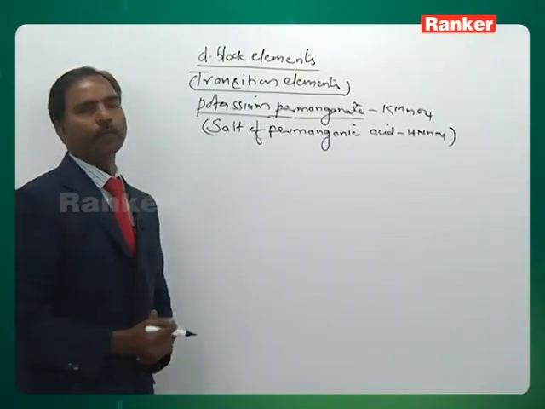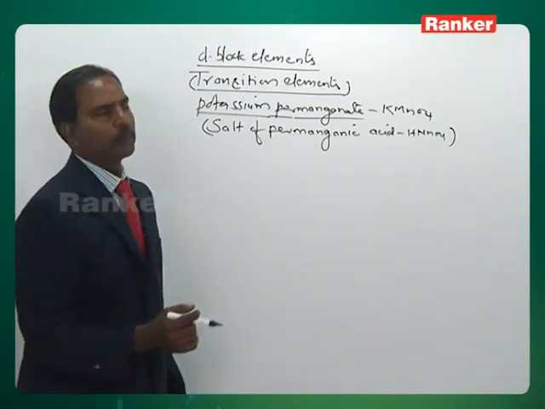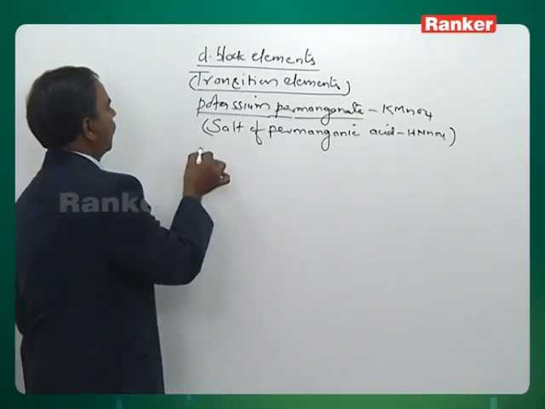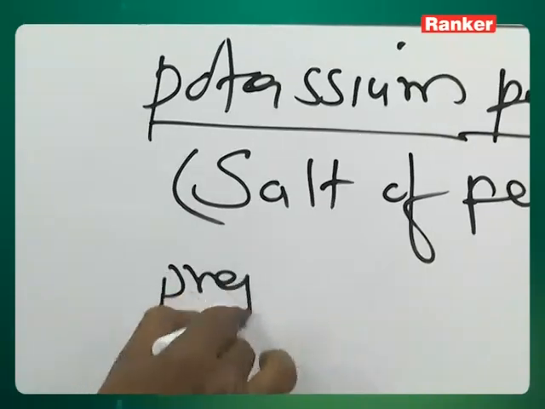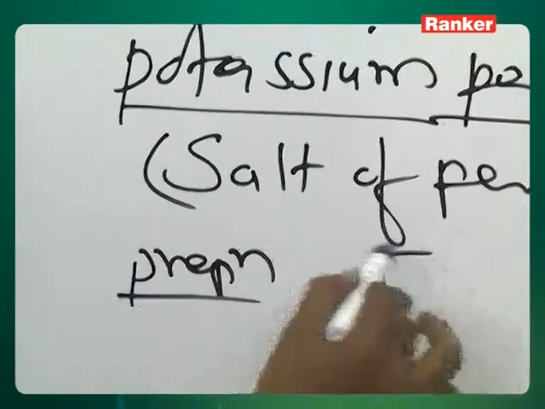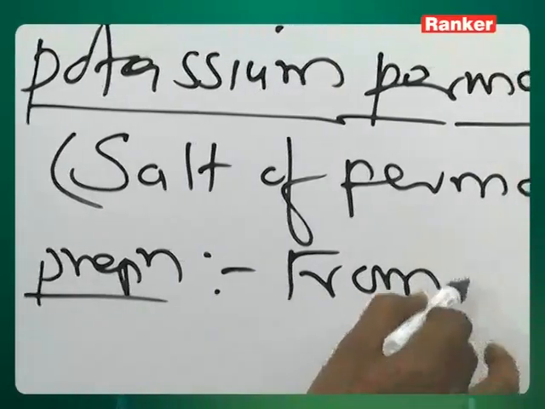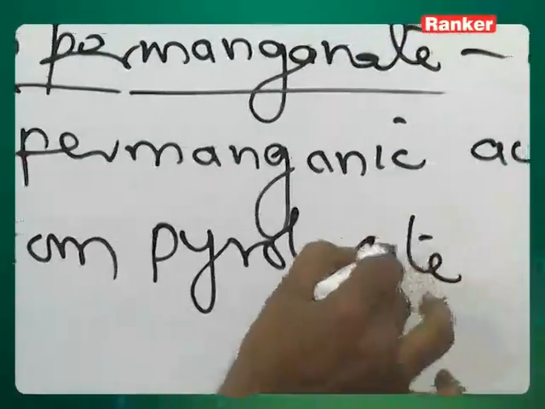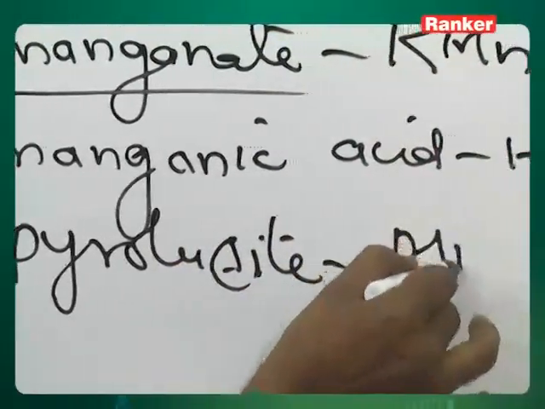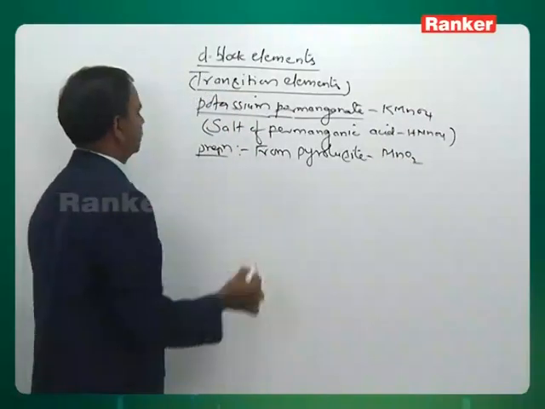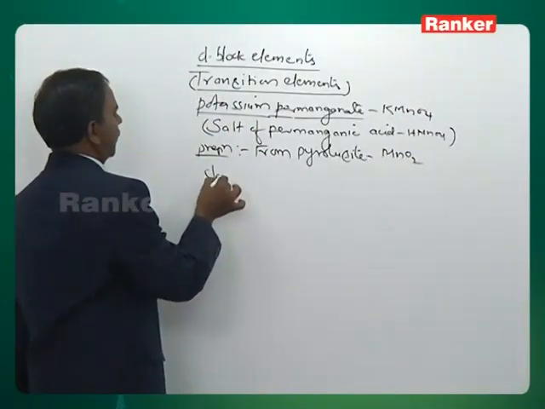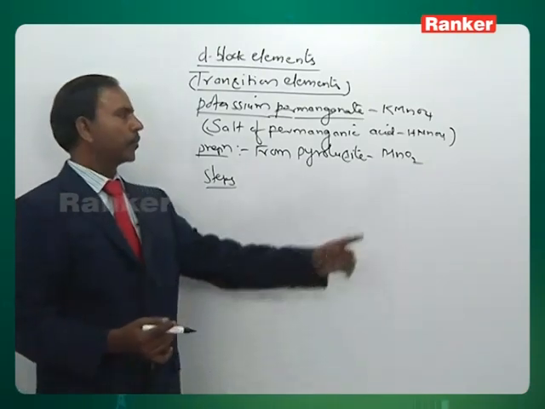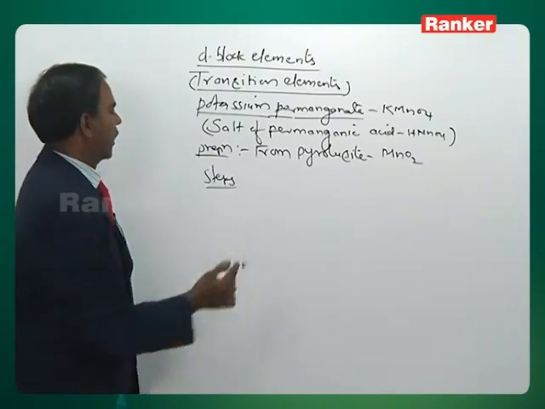Generally potassium permanganate is prepared from pyrolusite. It is an ore of manganese. Steps involved in the preparation of permanganate from pyrolusite.